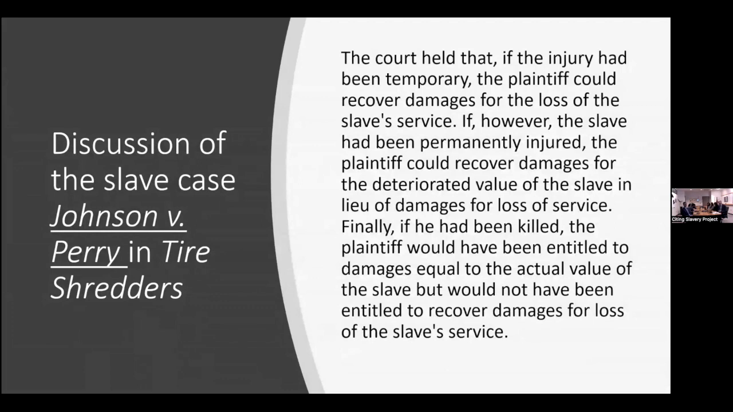So let's give you a moment to look at this slide, and read it as well. The court held that if the injury had been temporary, the plaintiff could recover damages for the loss of the slave's service. If, however, the slave had been permanently injured, the plaintiff could recover damages for the deteriorated value of the slave in lieu of damages for loss of service. Finally, if he had been killed, the plaintiff would have been entitled to damages equal to the actual value of the slave, but would not have been entitled to recover damages for loss of the slave's service.